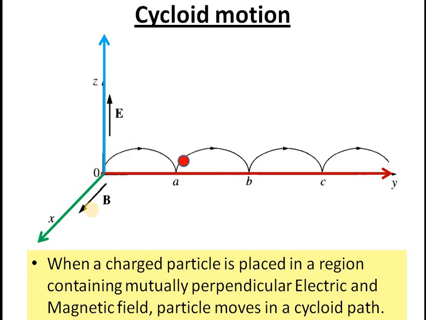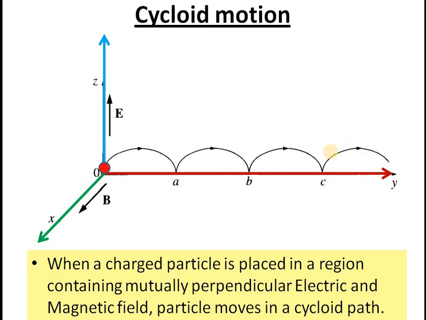In cycloid motion, the particle executes a motion of this kind. A semicircular path. Continuously the particle goes in a semicircular path, with some nodes on its path. Nodes means the minimum points. So A, B, C are nodes, and the particle continuously executes this kind of motion throughout the space where there is both electric field and magnetic field.